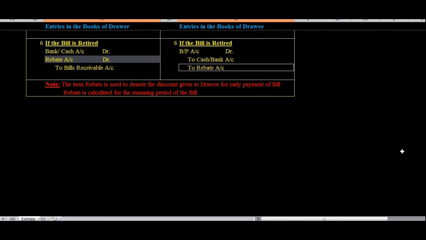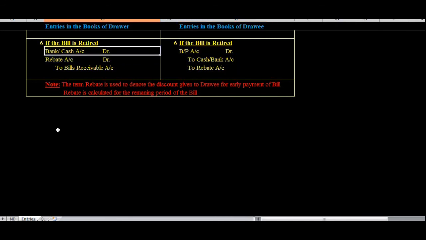You people just need to remember that for a drawer, it's a discount allowed, expense, debit. For a drawee, it's a discount received, income, credit. So in the books of drawer, bank account debit, rebate account debit, to bills receivable account. Similarly, in the books of drawee, exactly the reverse entry: bills payable account debit to bank account, to rebate account.